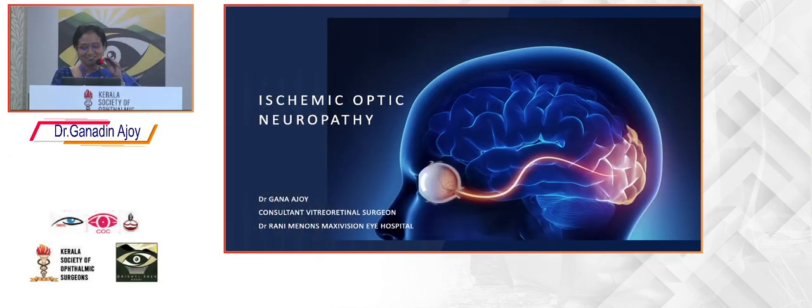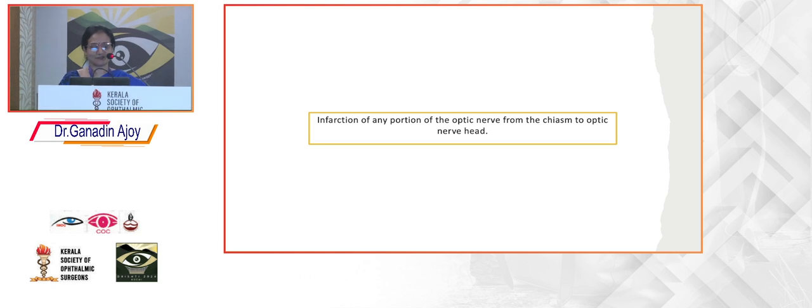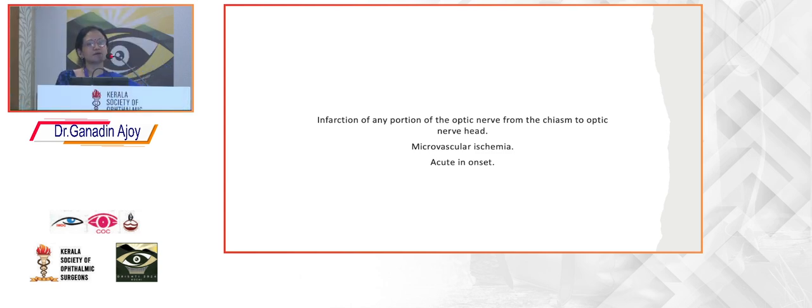Good afternoon. So my talk today is ischemic optic neuropathy, and I'll jump right into it. Ischemic optic neuropathy is infarction of any portion of the optic nerve from the chiasma to the optic nerve head, and it is a microvascular ischemia, and it is acute in onset.